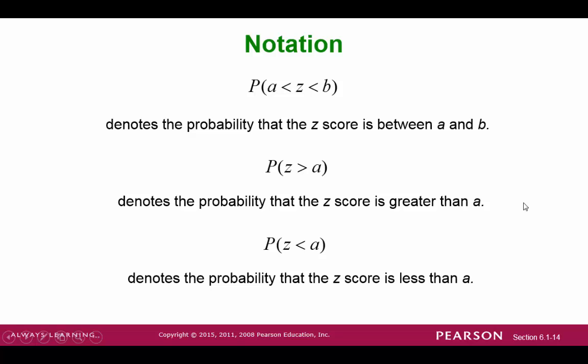Notation will also be important for us, and here are the possibilities when dealing with normal distributions. You can be looking for a probability that a z-score is between 2 values, A and B.